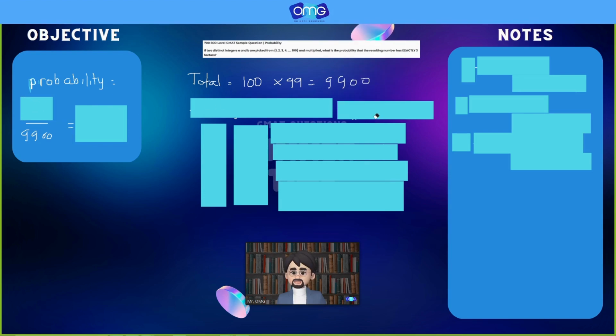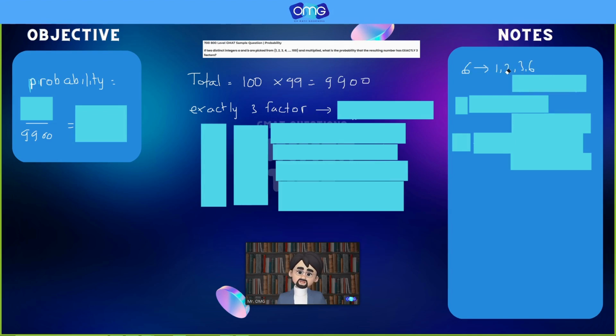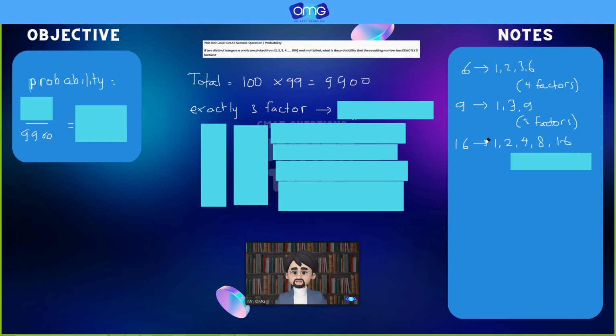And then after that, we need to know what is the probability that we get exactly 3 factors. Let's look at an example. What is the meaning of exactly 3 factors? 6 has factors 1, 2, 3, 6, which is 4 factors. 9 has 1, 3, 9, which is 3 factors. This is what we want. 16 has 1, 2, 4, 8, 16, which is 5 factors.